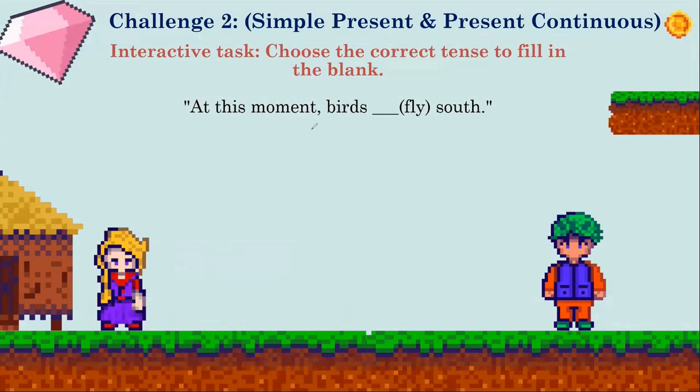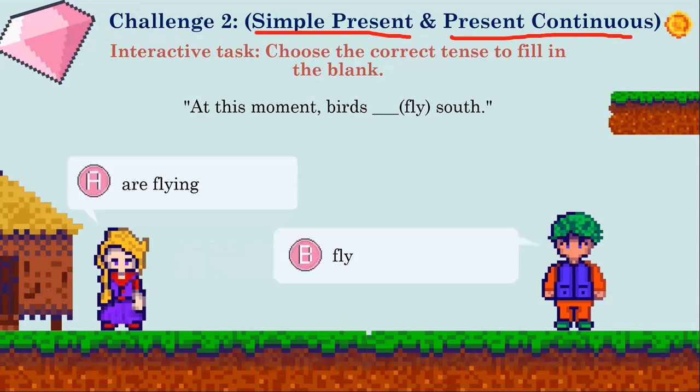So let's go on to the next test, everyone. Let's keep that energy going and dive deeper into your understanding of the same two tenses, the simple present tense and the present continuous tense. Here is your sentence: At this moment, a bird flies south, and there are two choices, A, are flying, and B, fly. Take a moment and decide on your answer, and then I will show you the correct one. Let's go.